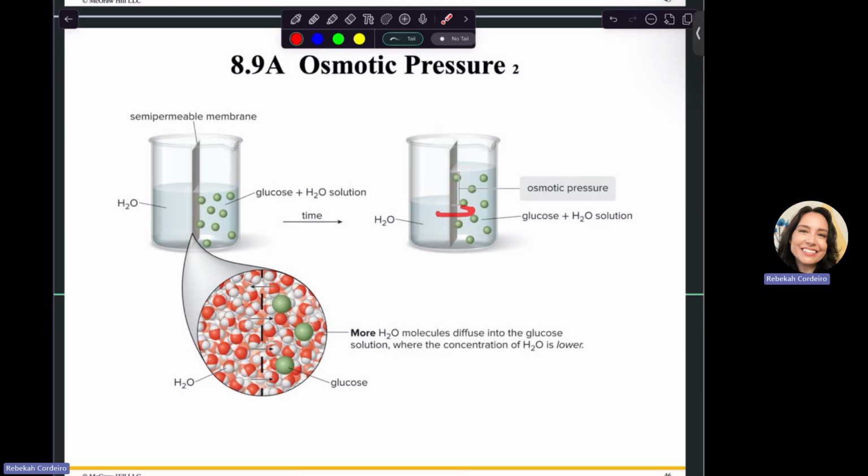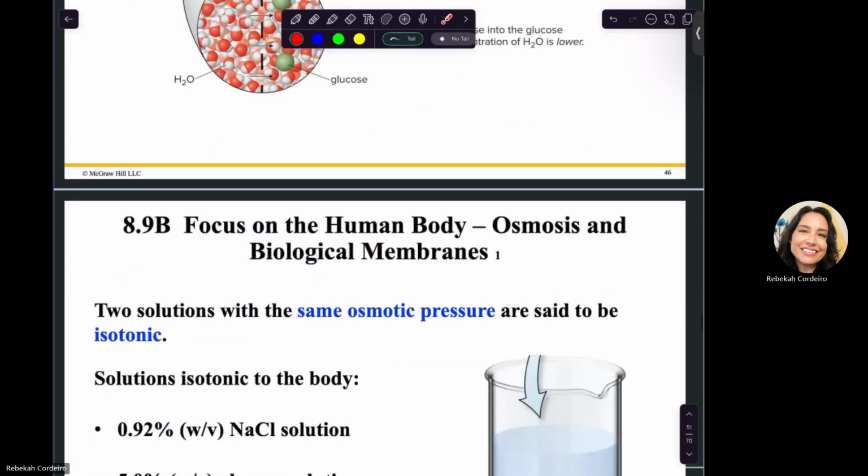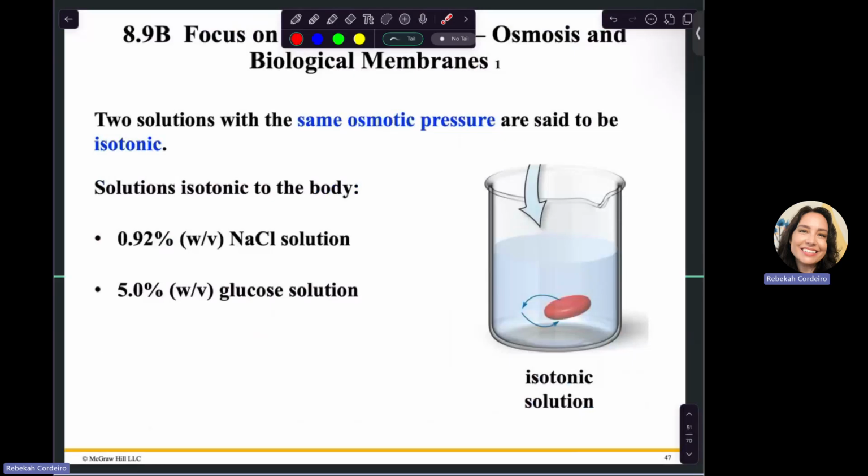So if one water goes in, another water goes out. Same thing happens to the cell. If it's an isotonic solution, the inside of the cell concentration is the same as the outside of the cell concentration. So water goes out, water goes in at the same rate. Water's not rushing out of the cell and not rushing into the cell. And that's going to be true of both of these situations.